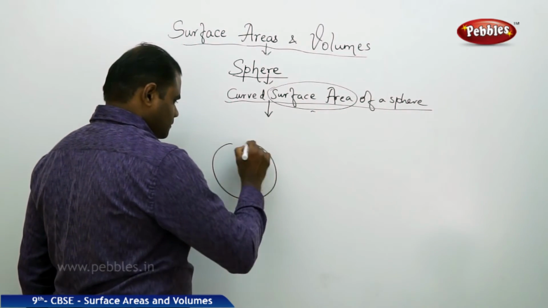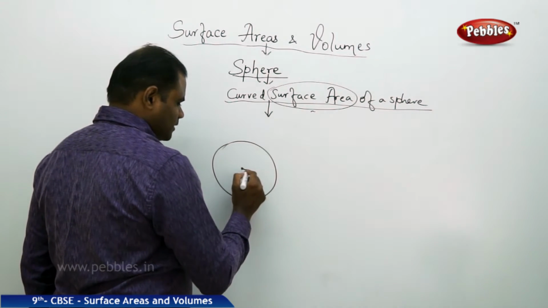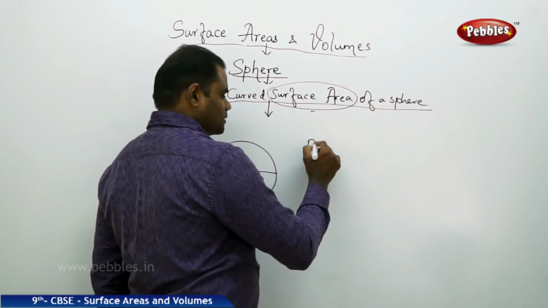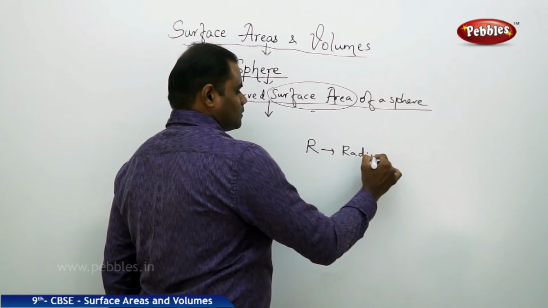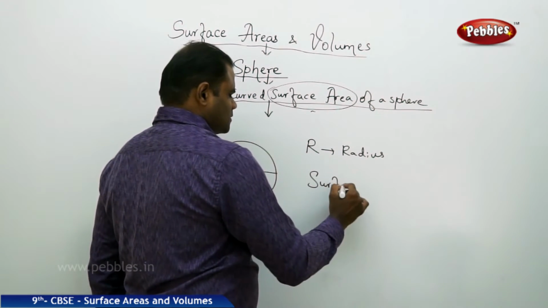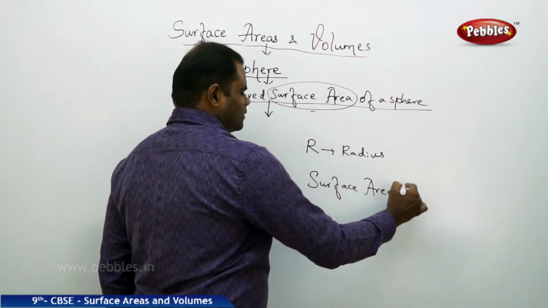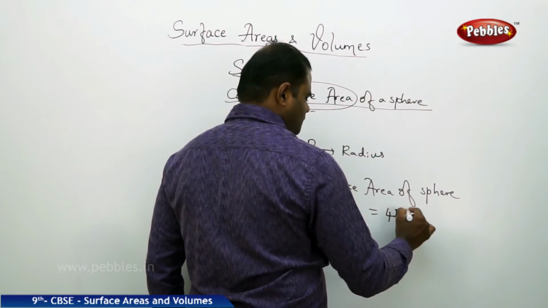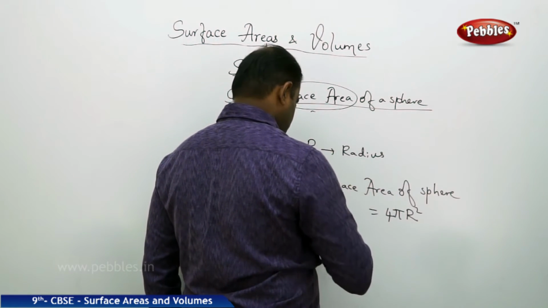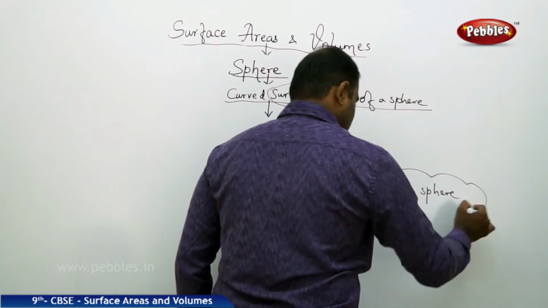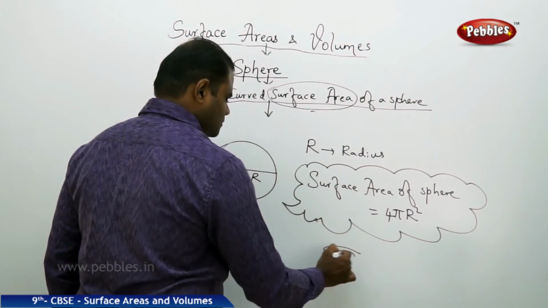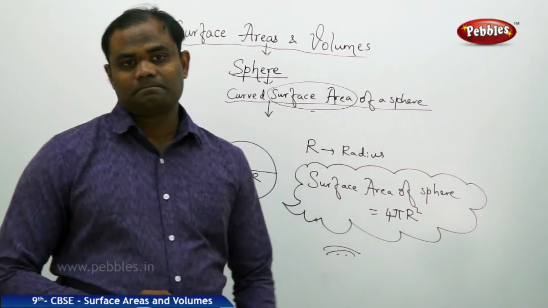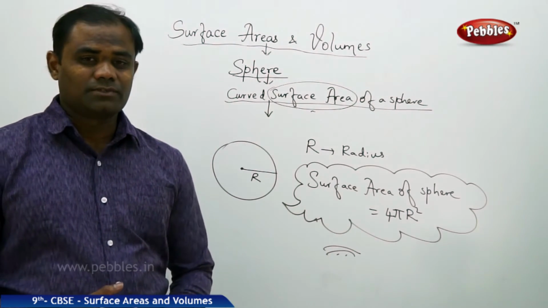For a sphere which has the radius r, the surface area of the sphere is given by 4 pi r squared. That's how we understand the surface area of a sphere: 4 pi r squared, where r is the radius of the sphere.